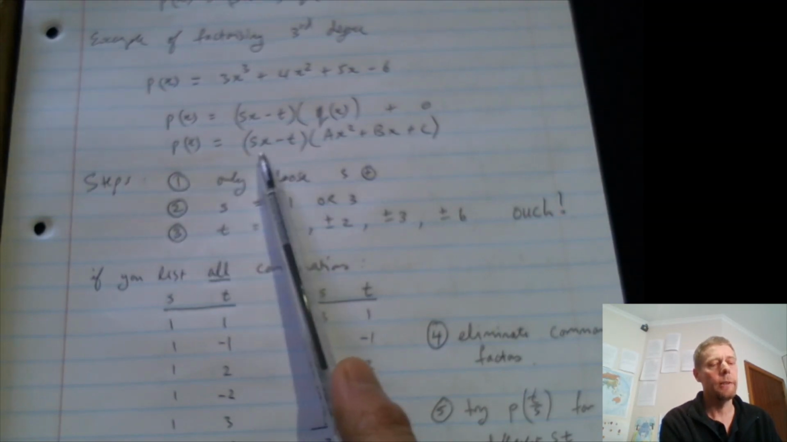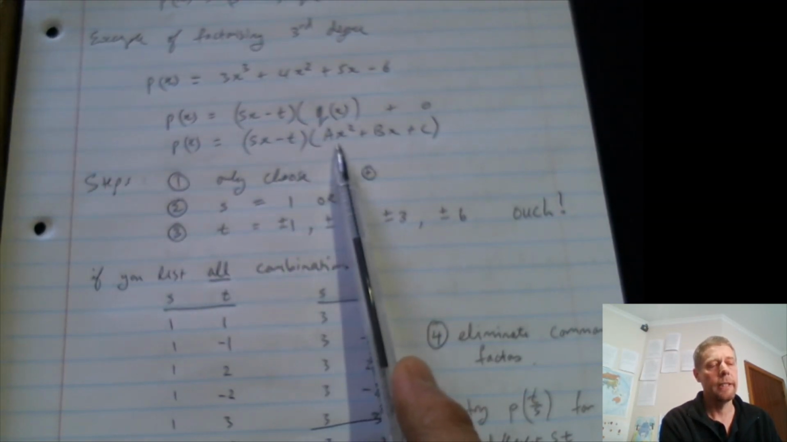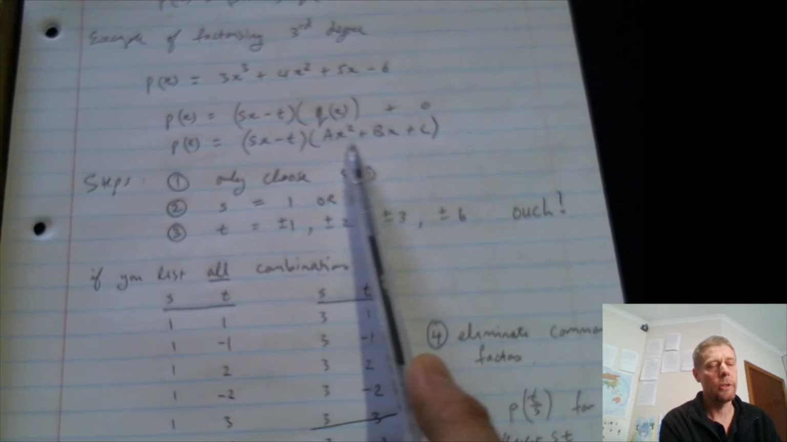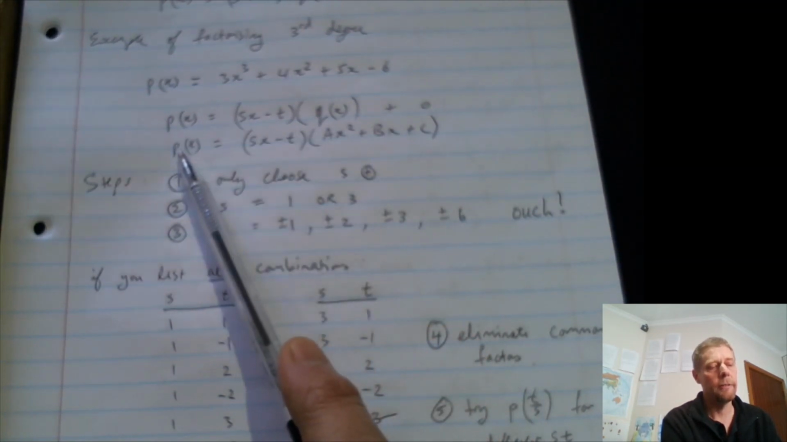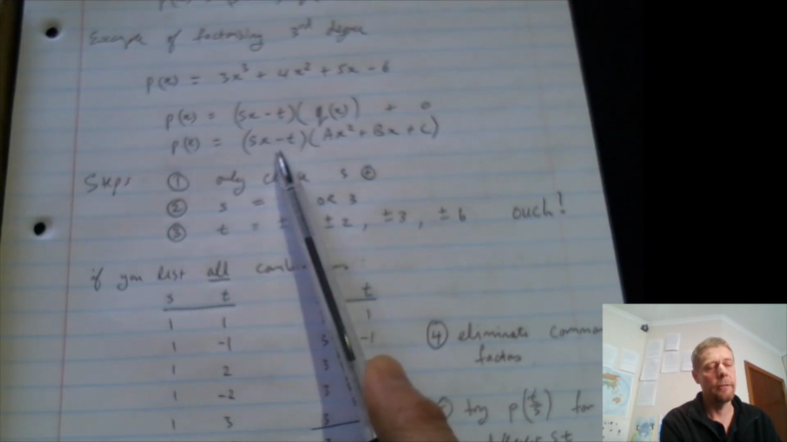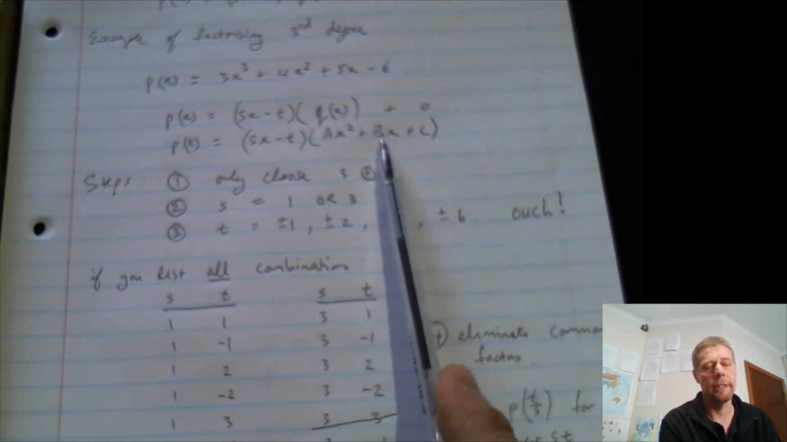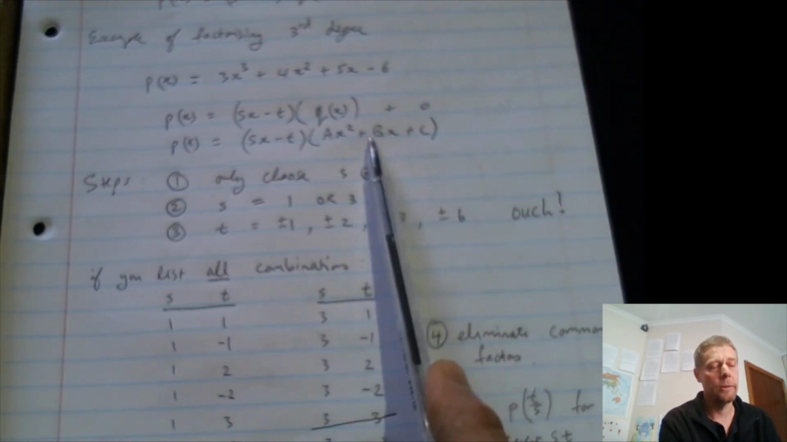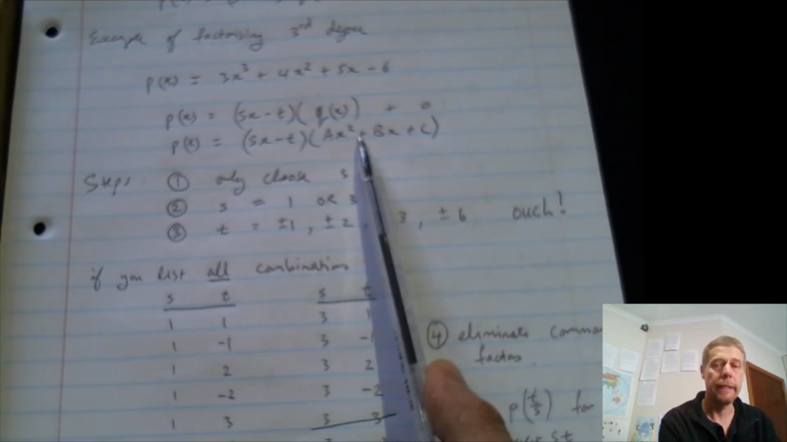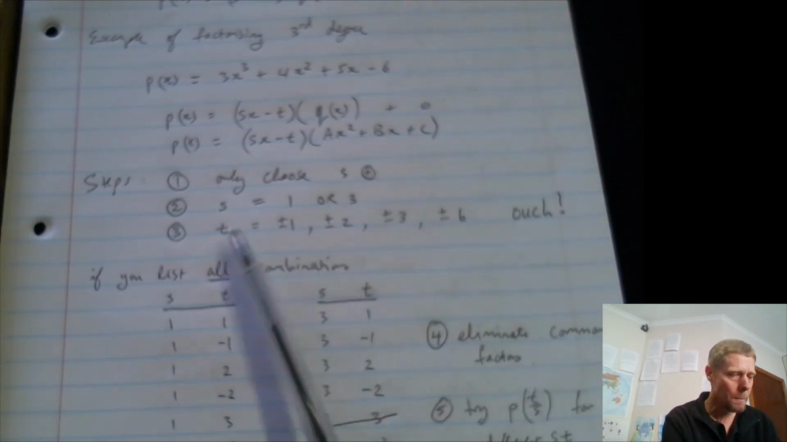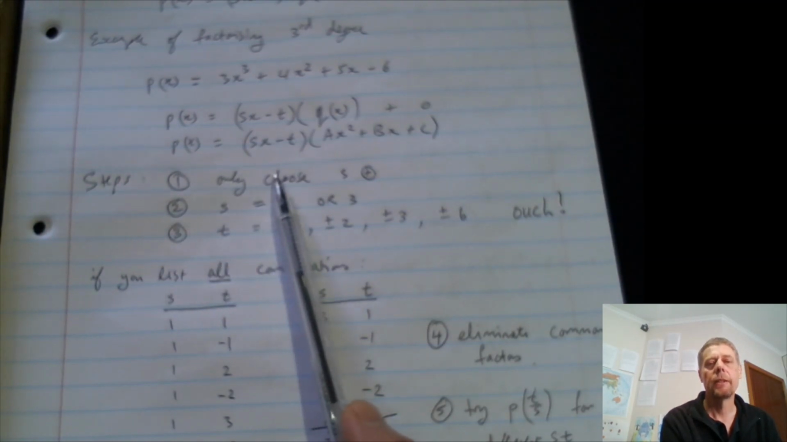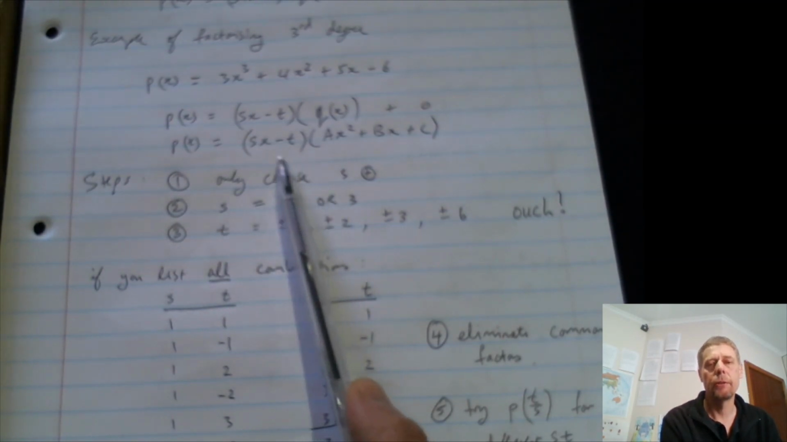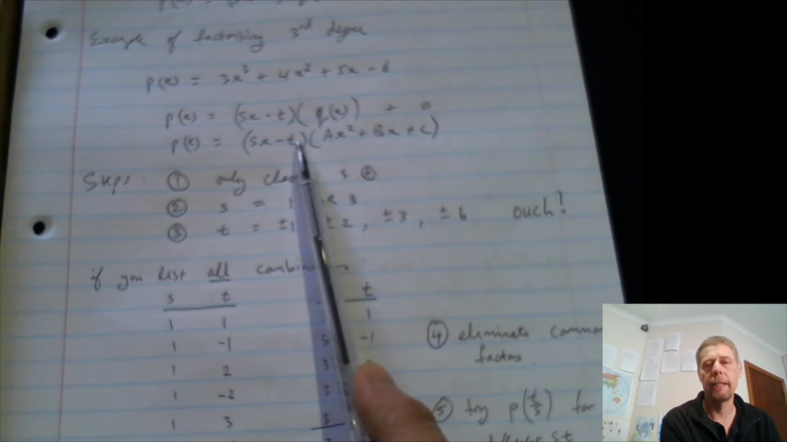So p of x equals (sx - t) times, and guess what? The quotient is going to be a quadratic, because p of x is degree 3 and the divisor is degree 1, so your quadratic is degree 2. So we can write this quadratic as ax² + bx + c. The first step is we're going to try some different values for s and for t.